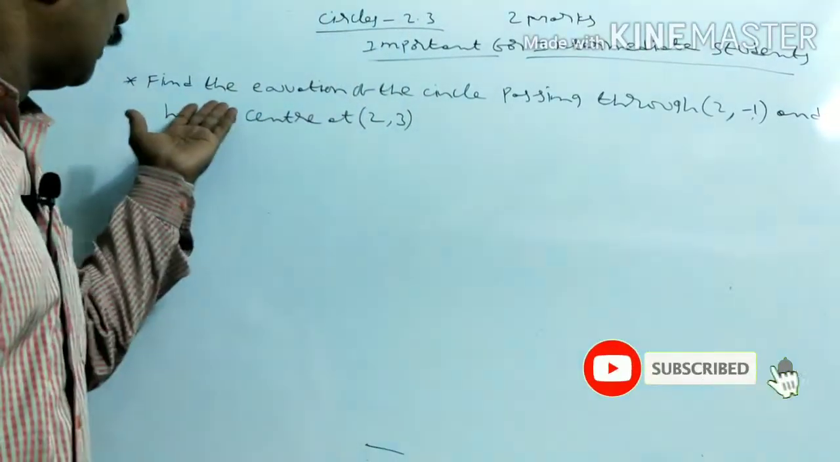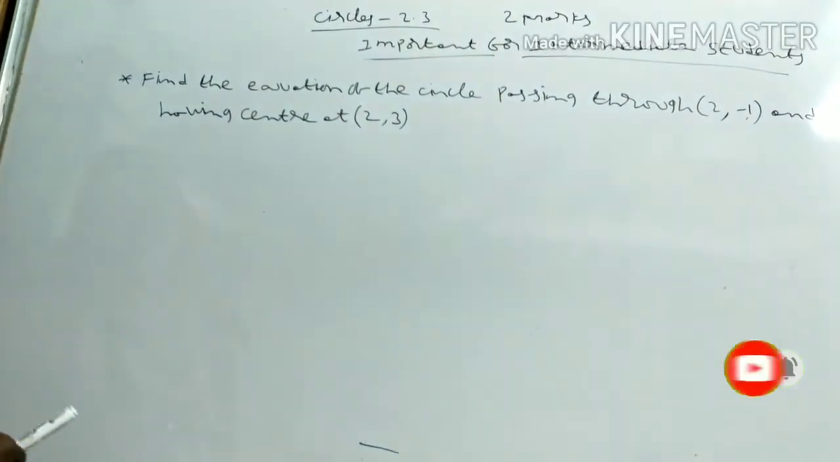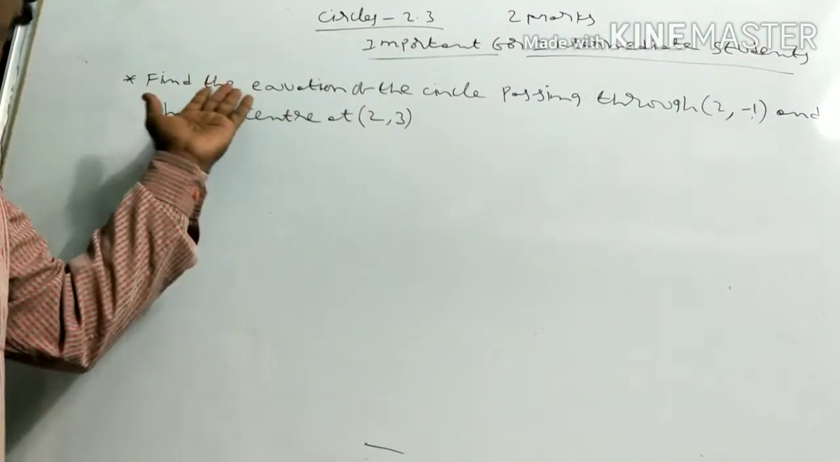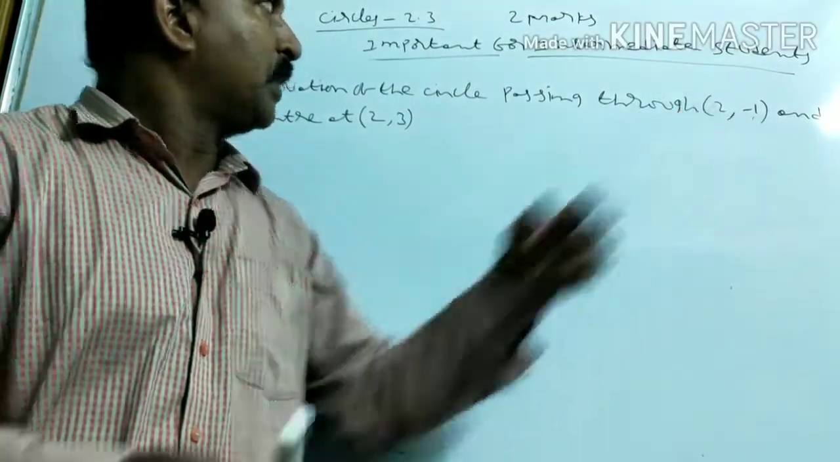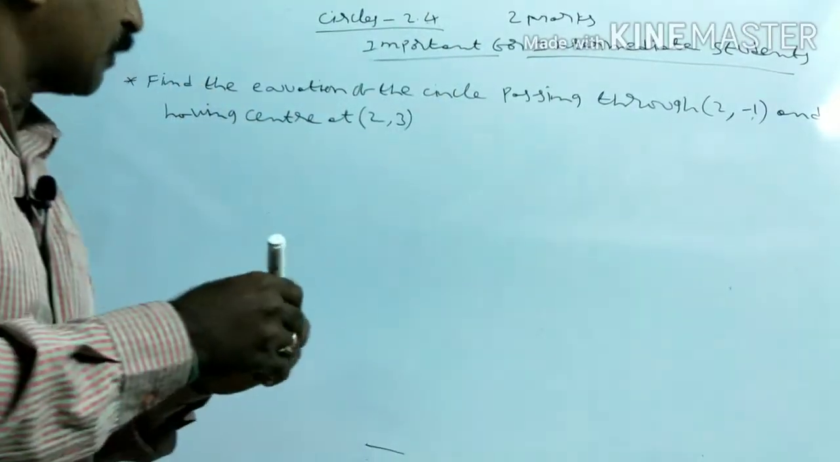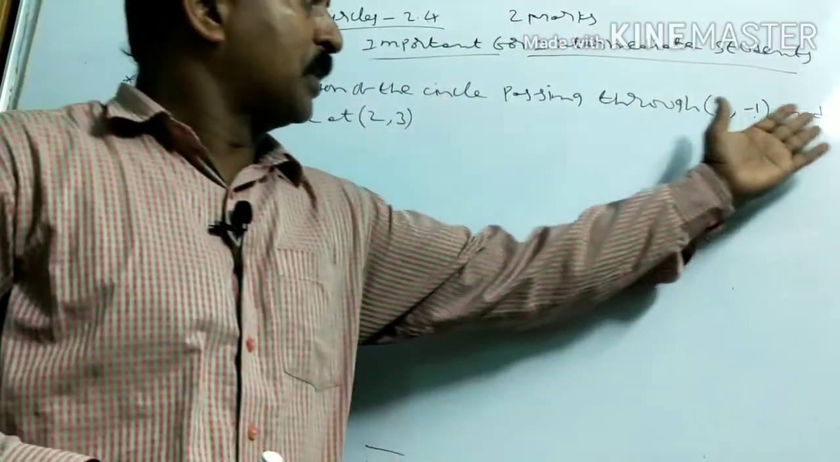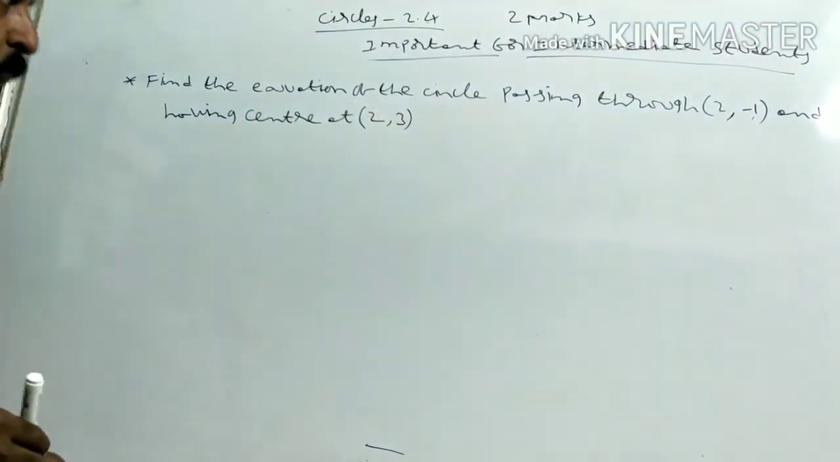This is the given problem. Find the equation of the circle passing through 2, -1 and having center at 2, 3.